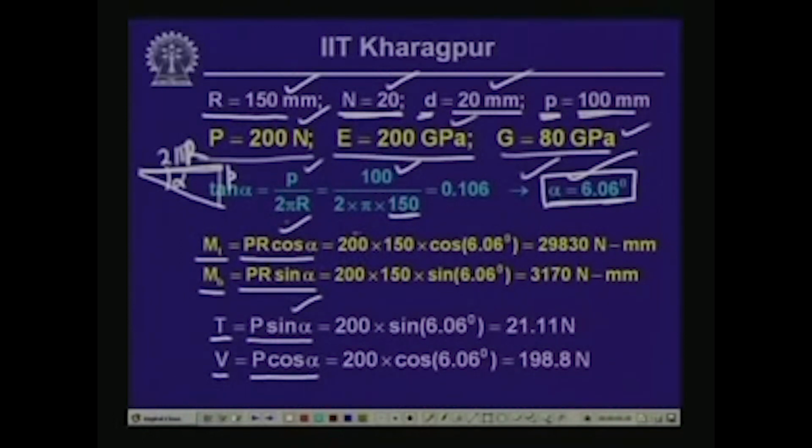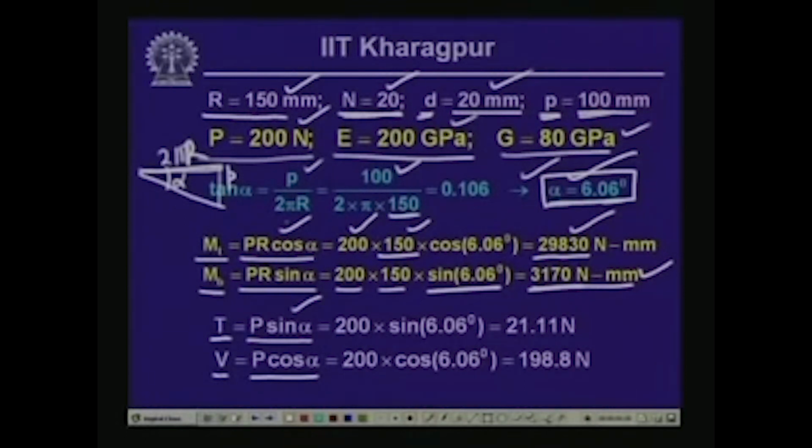So, the value of P is given as 200, R is 150 and cos of 6.06. So, this gives us a value of 29,830 Newton millimeter. So much is the twisting moment, and the bending moment is likewise 200 into 150 into sine of 6.06 degree, which is equal to 3170 Newton millimeter. So, so much is the bending moment.